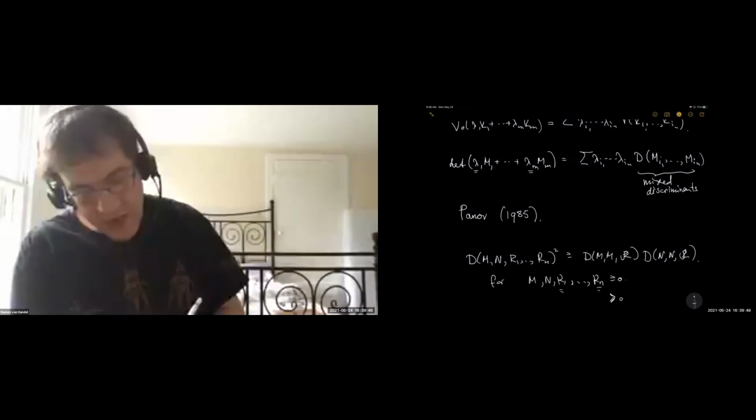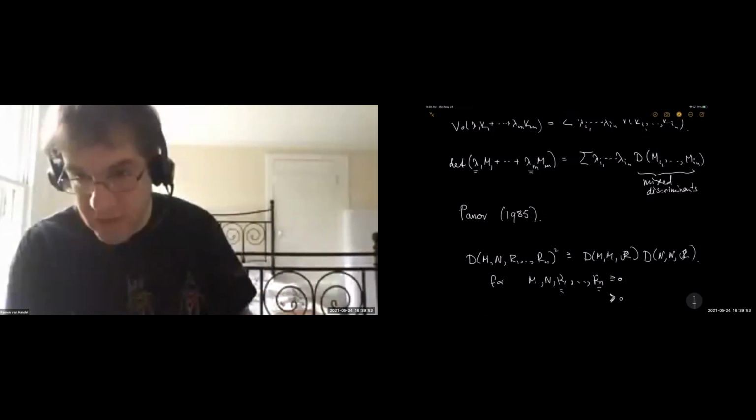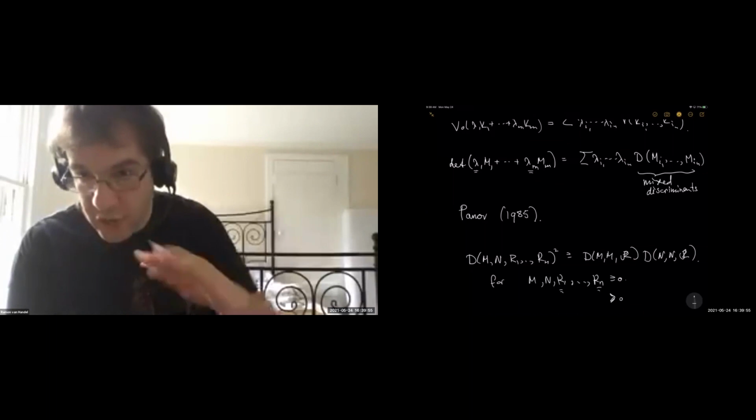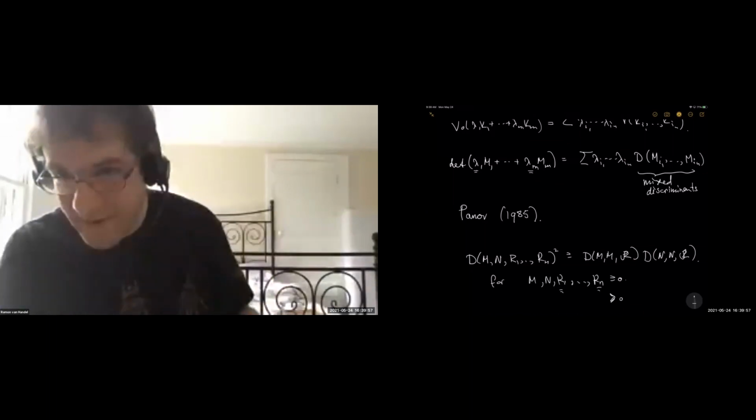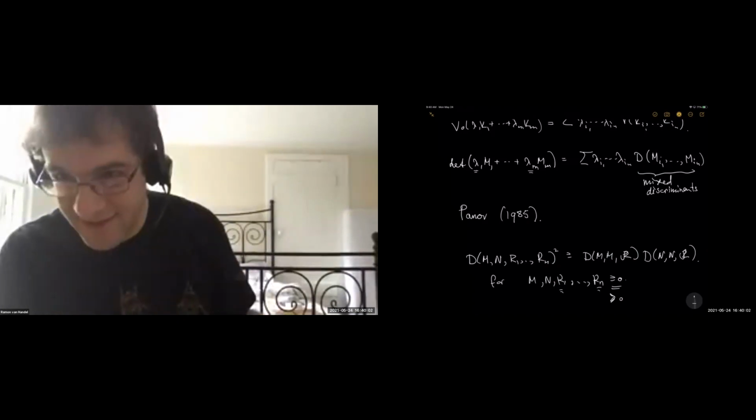But if the matrices are not positive semi-definite, this inequality is false. You do need to assume that to have such an inequality. I don't know if that answered your question, but it is important to have this. Otherwise, you do not have such inequalities.